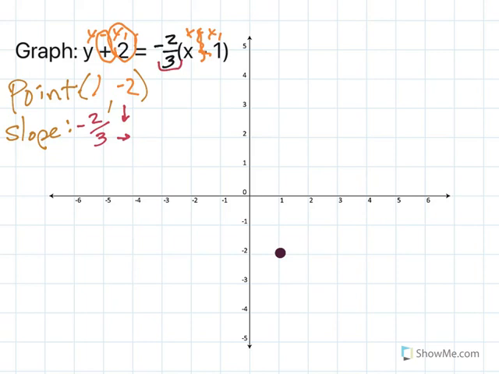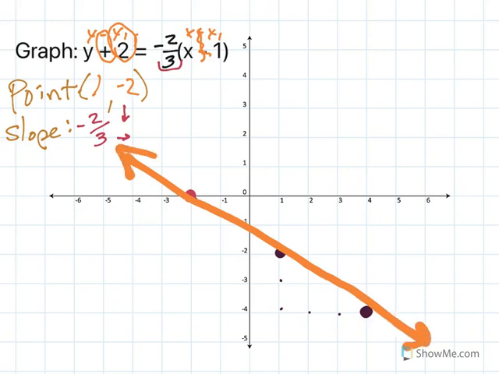And now my slope, I'm going to go down 2 and over 3. 1, 2, 3. So there's my next point. We also could go up 2 and left 3 if you want another point. And then that's the line. Oh man, I missed that point by a mile. But that's the idea. You graph the point and then you use the slope to move. You'll notice this is a negative slope, so it should go downward. It looks like you're falling down a mountain. Graphing using point-slope form.